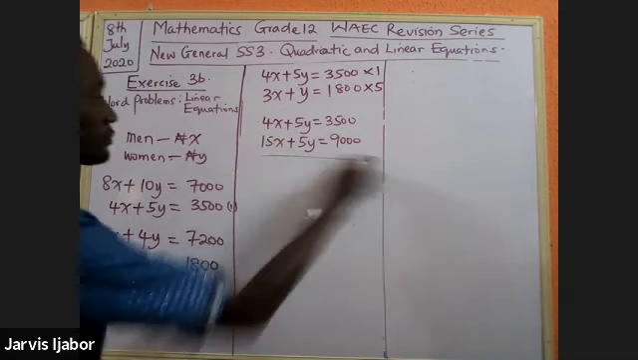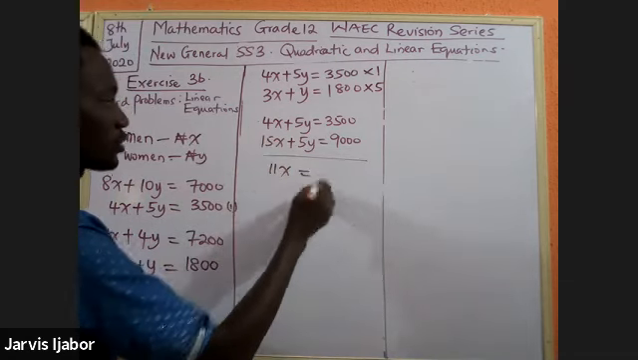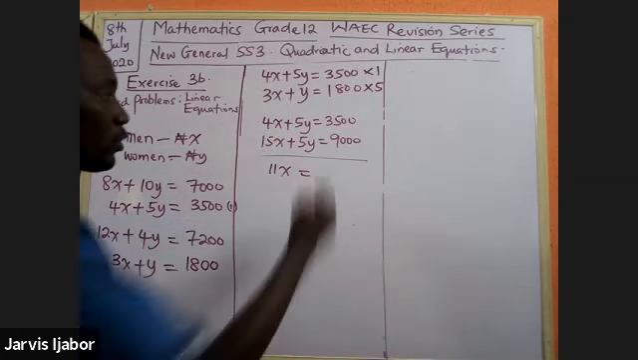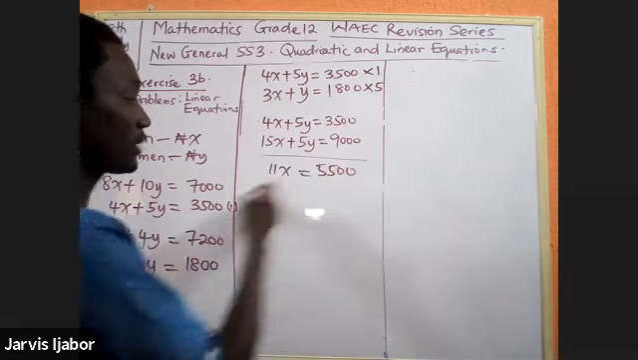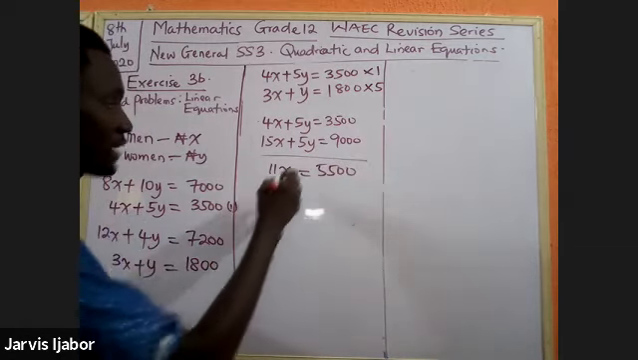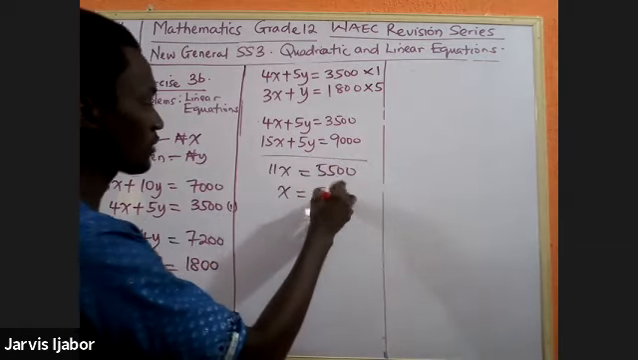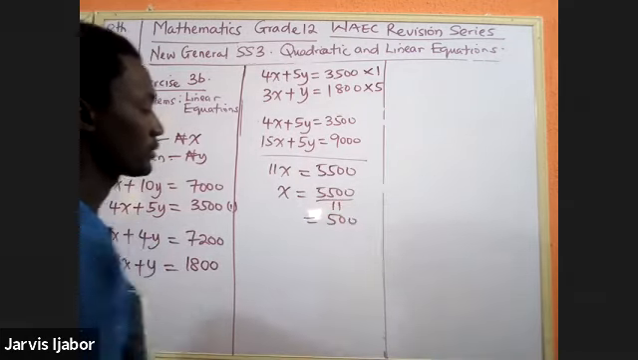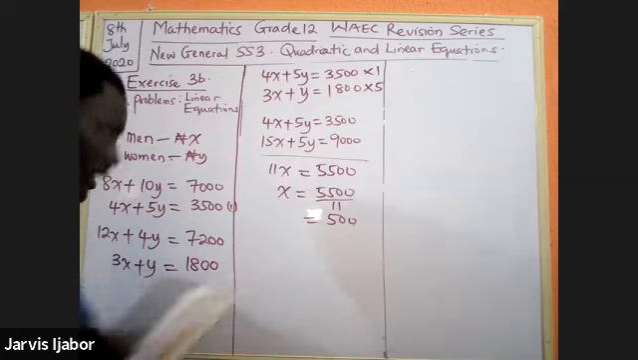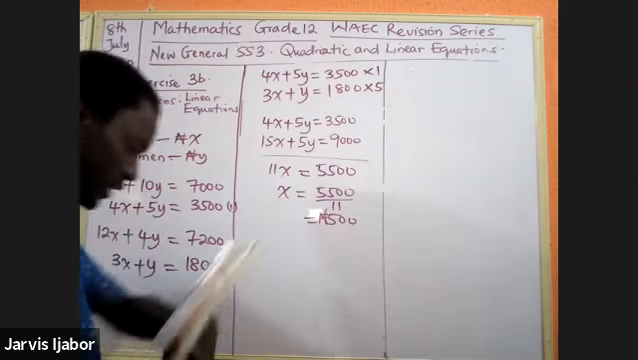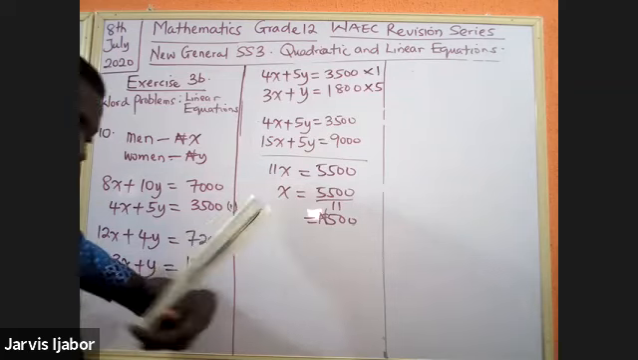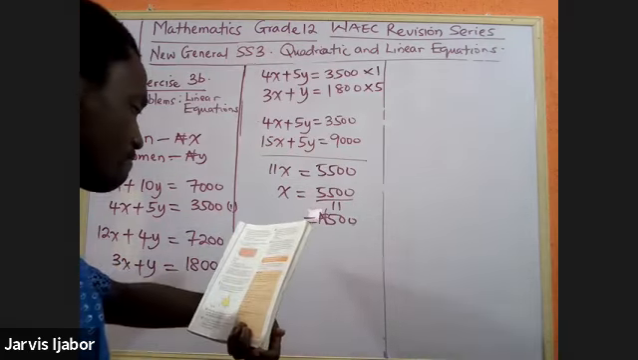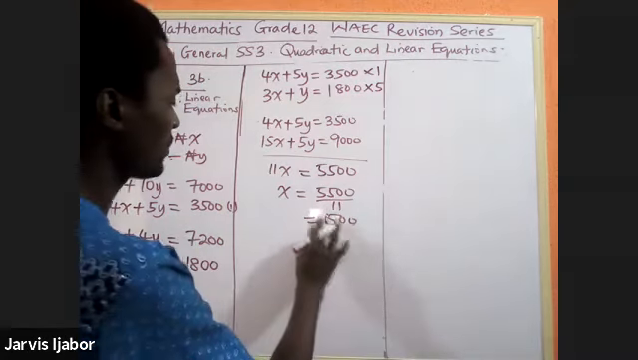This will give me 11x equal to 9,000 minus 3,500, which will be what? 5,500. So with that, I'm going to have that x will be equal to 5,500 divided by 11, which will give me 500. So it means that will be 500 naira. Now, that's what the men will be paid. So you are told to find, okay, that will just be 500.